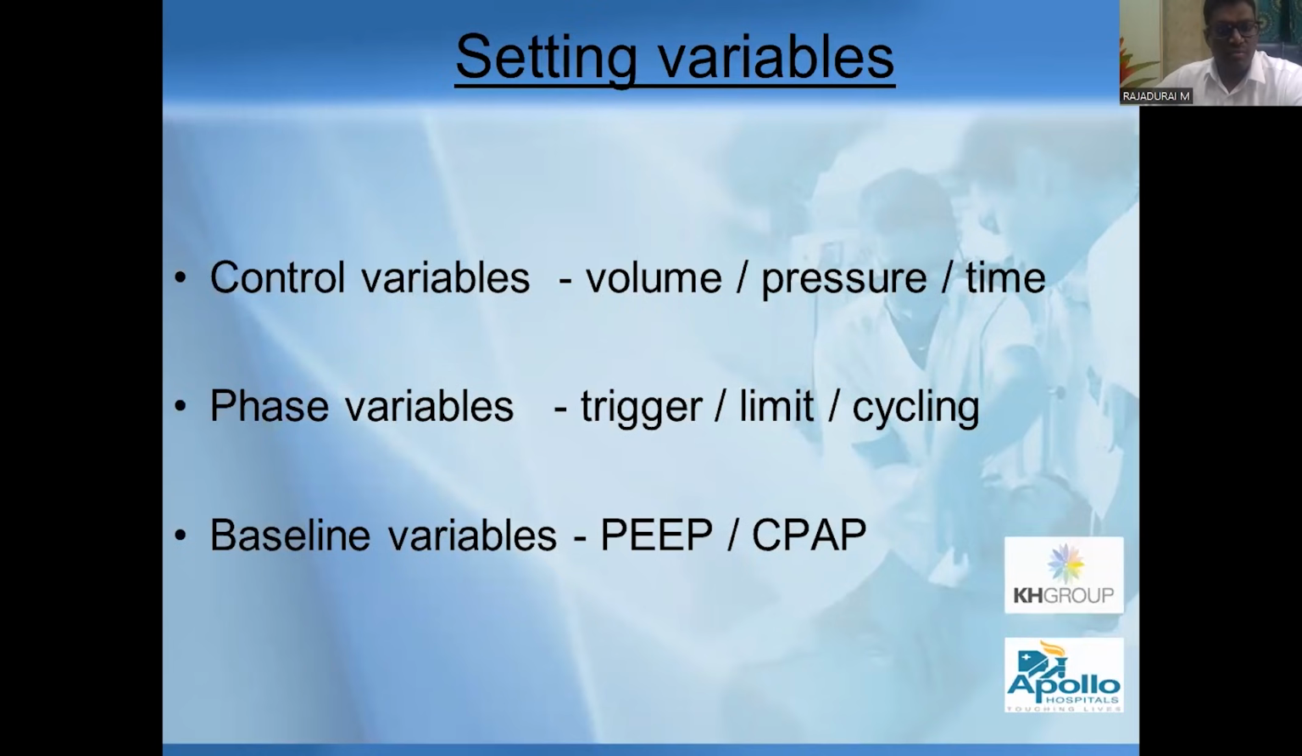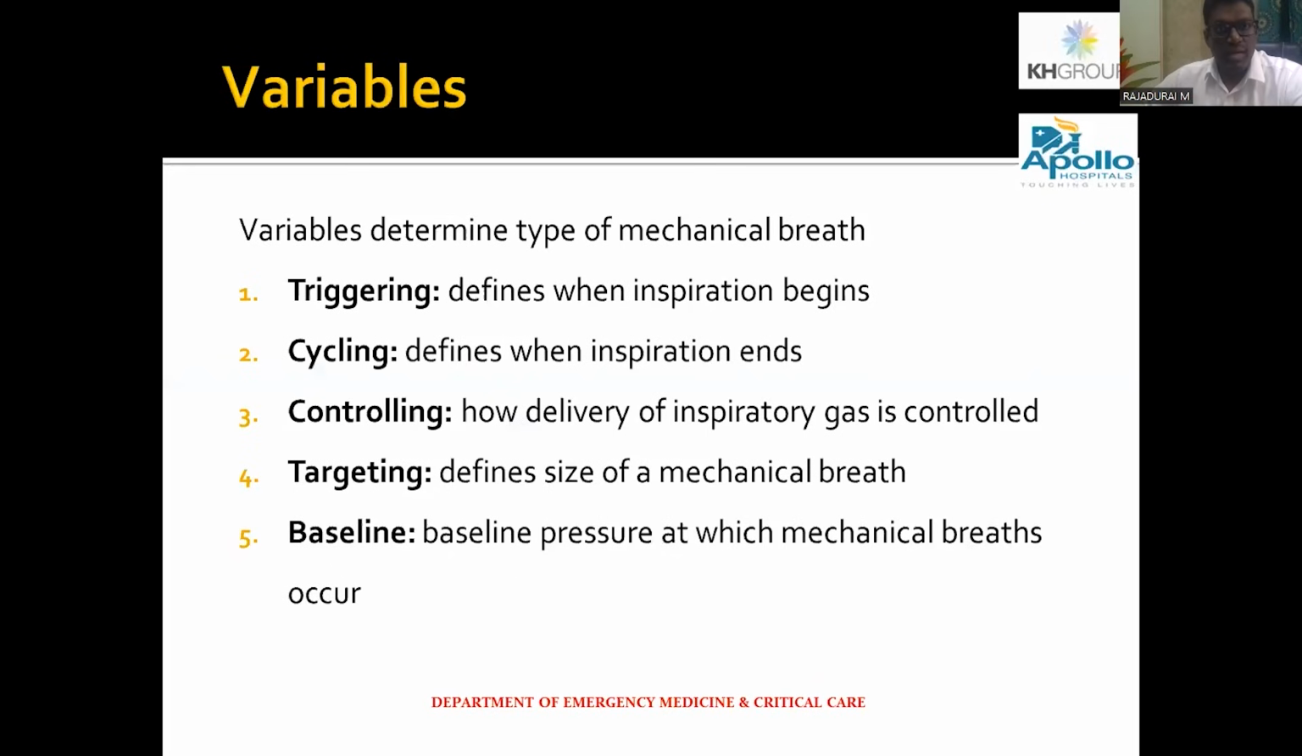Setting up the variables. There are three types of variables: control, phase, and baseline variables. So variable determines the type of mechanical breath. For example, all these things are phase variables, which include triggering, cycling, controlling, targeting, and baseline.